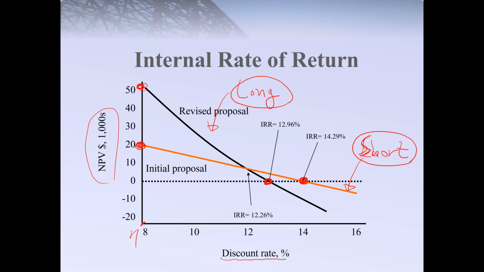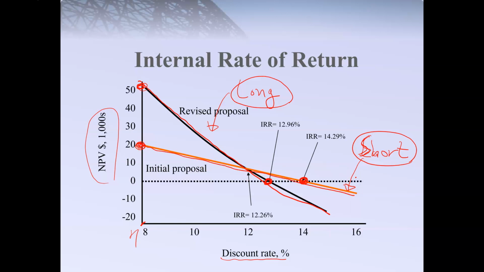The reason is the duration. Do you guys remember this concept? Duration and interest rate risk. The duration of the long project is longer. So the net present value of the long project is much more sensitive to changes in the discount rate. That's the reason why its graph is steeper, right? In the case of the short project, it's just like a short-term bond, right? It's not as sensitive to changes in the discount rate. So its profile is much more flat.